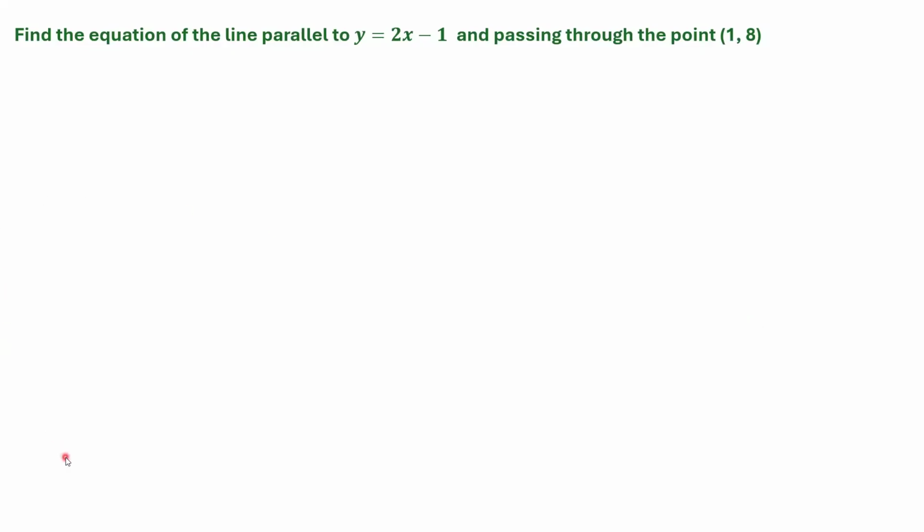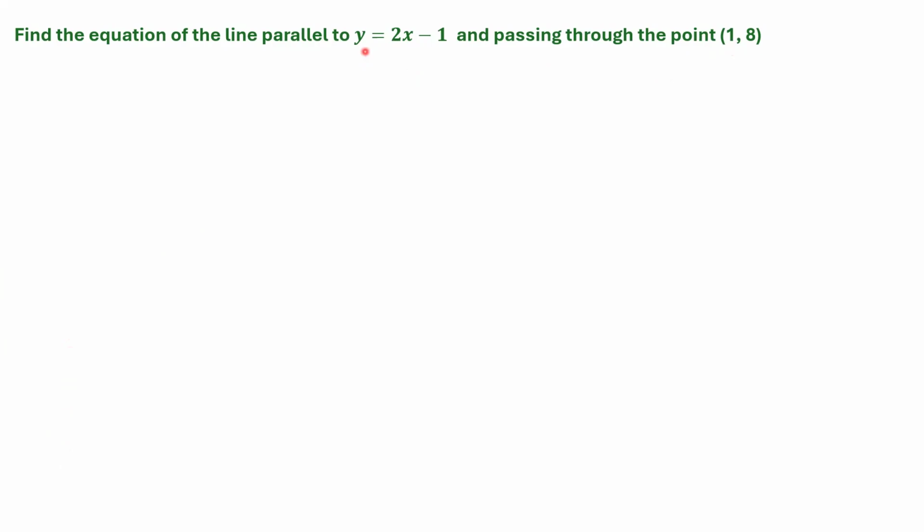Today we are going to learn how to get a line parallel to a given line, knowing a point on that line. In this problem, find the equation of a line parallel to y equals 2x minus 1 and passing through the point (1, 8). So my targeted line passes through the point (1, 8) and is parallel to the line y equals 2x minus 1.